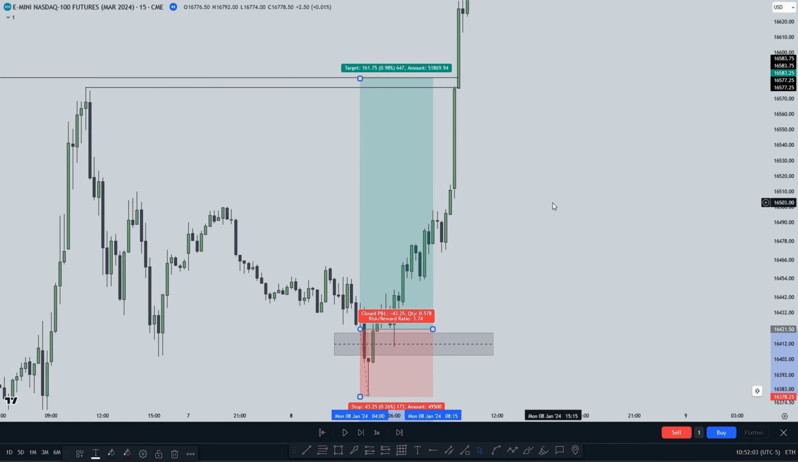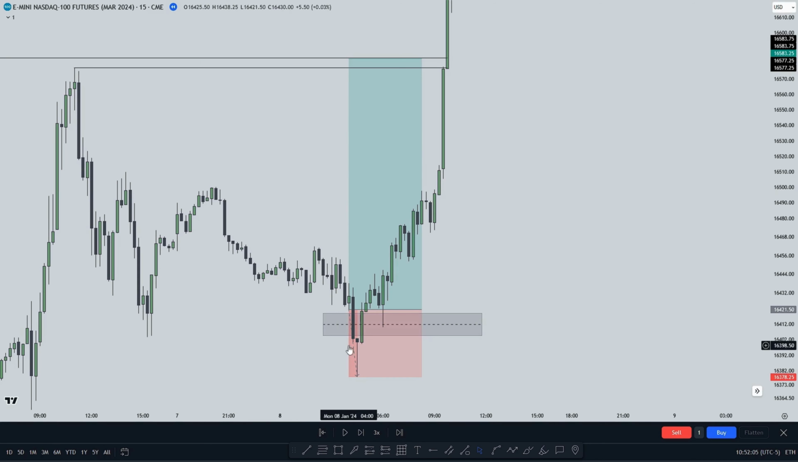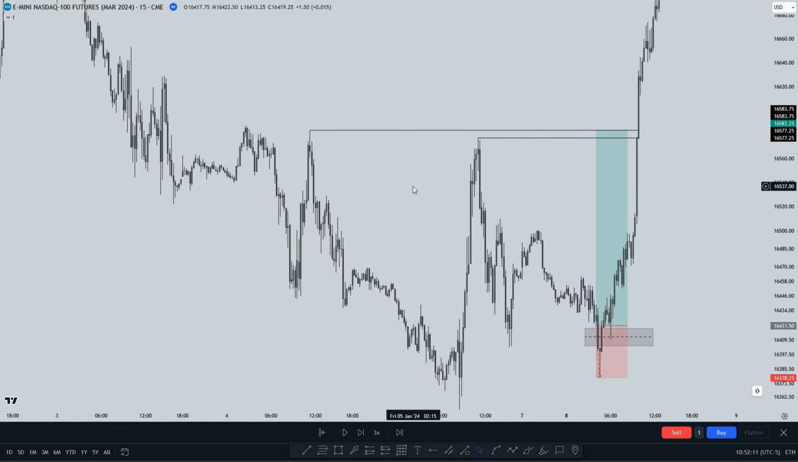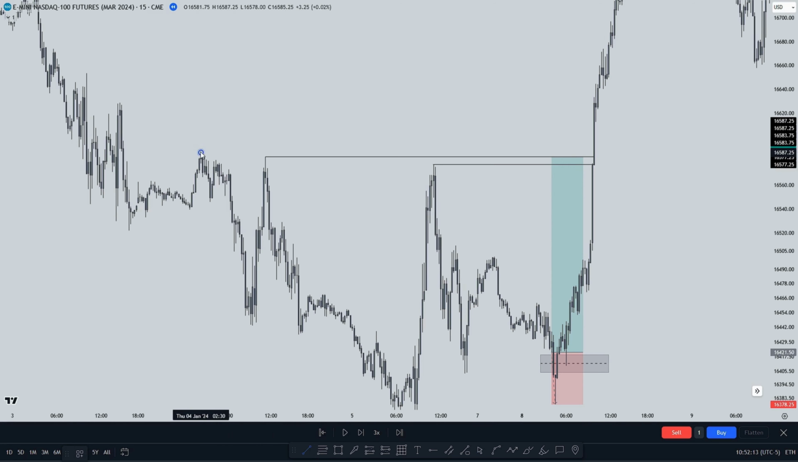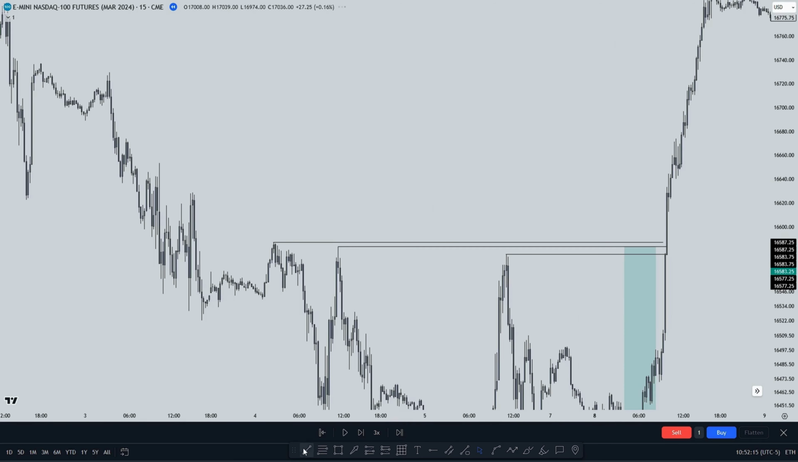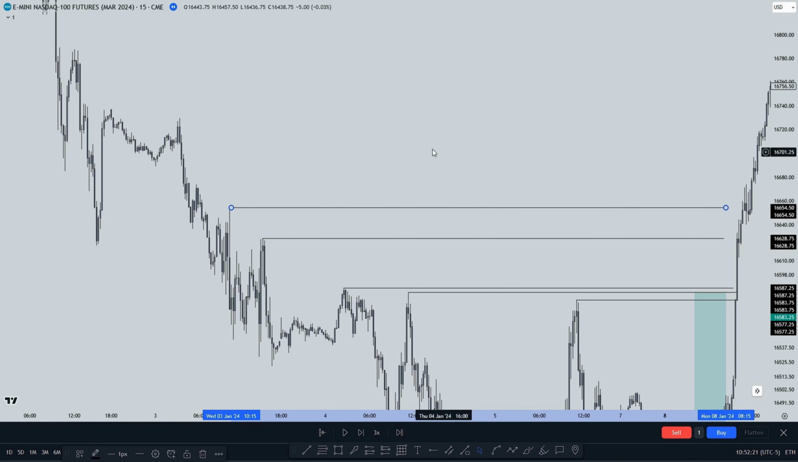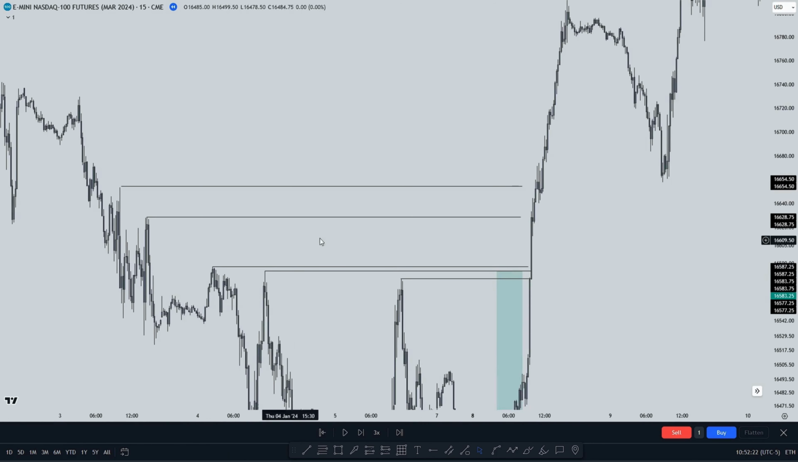And as you see, price starts to expand higher and goes all the way up and takes out the equal highs. And as you see, we also had a lot more highs up here, which price also managed to take out. So that's why equal highs is a great draw on liquidity.